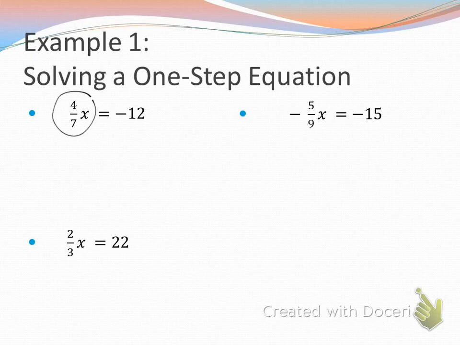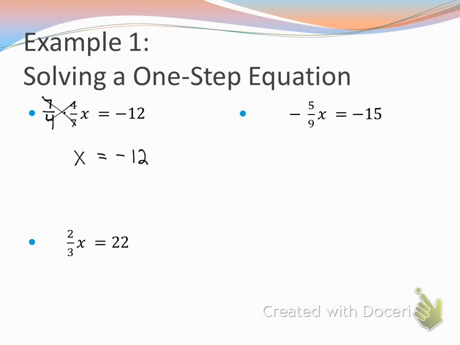Well, in this case, a fraction is connected to the variable. So in order to get the fraction to cancel out to the other side, I must multiply it by the multiplicative inverse, or the reciprocal. That makes all of these cancel down to 1. But is 1x the same thing as x? Yeah, it's the same thing.